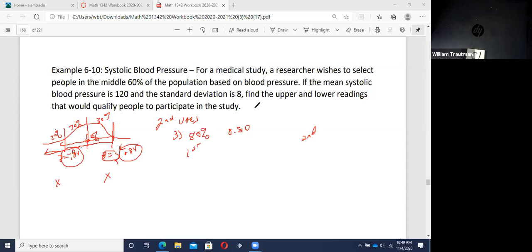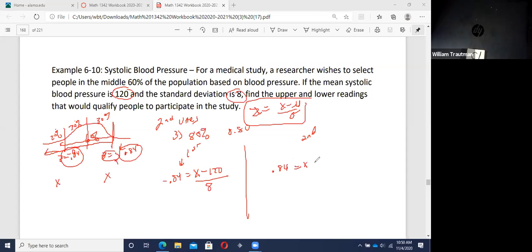Don't forget the formula. The Z value equals X minus the average over the standard deviation. The Z value on this one was negative 0.84. We're trying to find the X value. The average, we already said, was 120, and the standard deviation was 8. And same way on this side, the Z value was a positive 0.84. So we have to find the X values for both of these, just like we did. We have to solve for X.